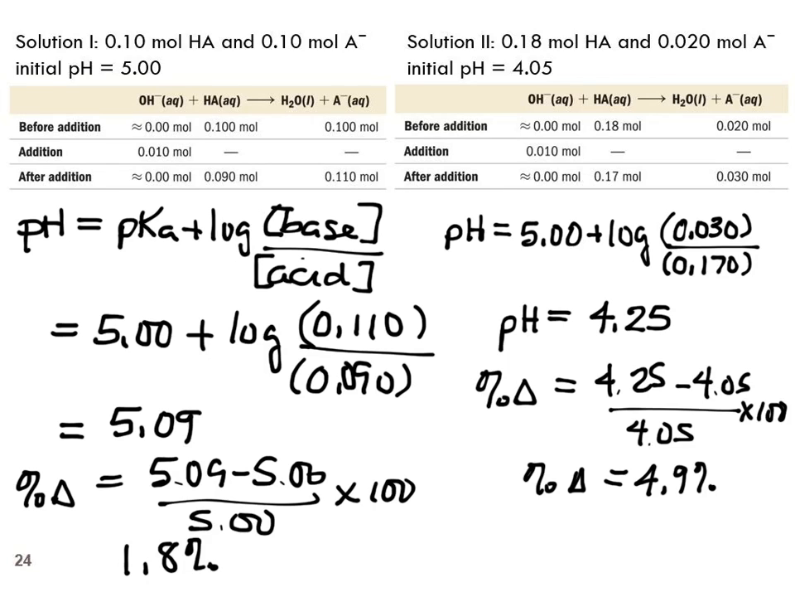Any other questions? If we're just to believe you that the pKa for solution 2 is the same. I'll show you. So for solution 2, to calculate the initial pH, we would use the same equation plus the log of the base, which is 0.02, and the acid is 0.18.